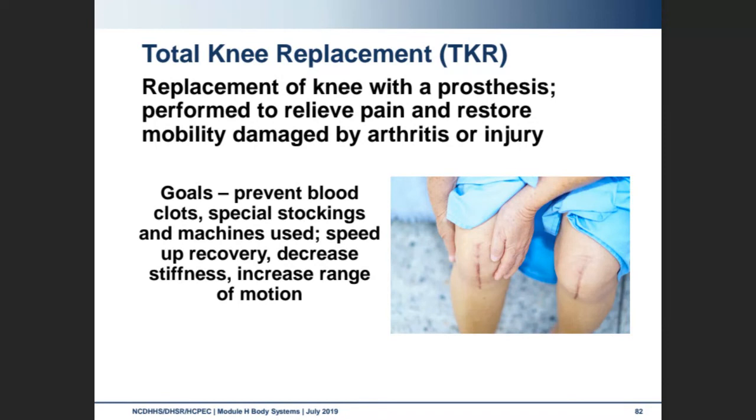Post-op care is similar to a hip replacement, though the residents do tend to have greater ability to do self-care with a knee replacement versus a hip replacement. Goals after a knee replacement are to prevent blood clots. We might have the compression hose to put on. Sometimes certain machines are used to help with mobility.